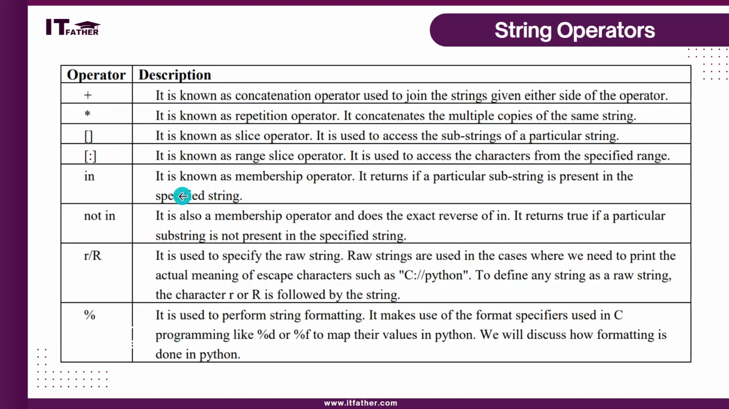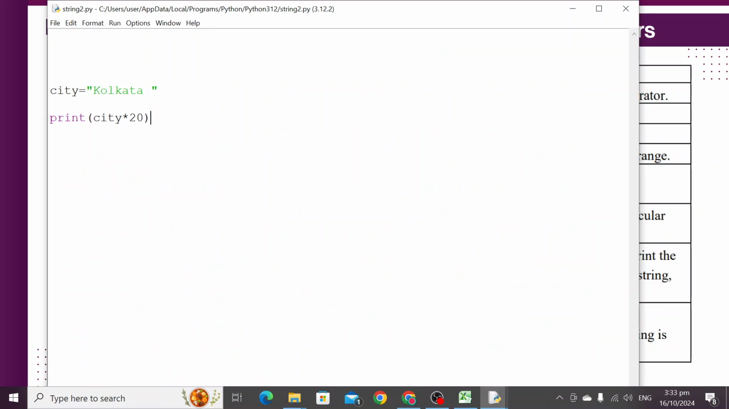In and not in are membership operators. They check whether a particular substring is present in the specified string. Not in is also a membership operator. So let us check how to use in and not in.